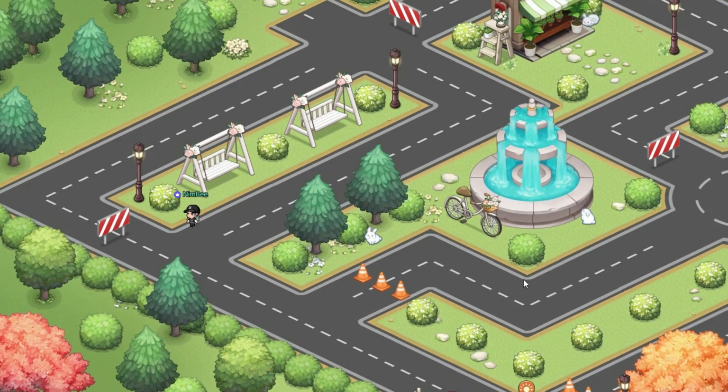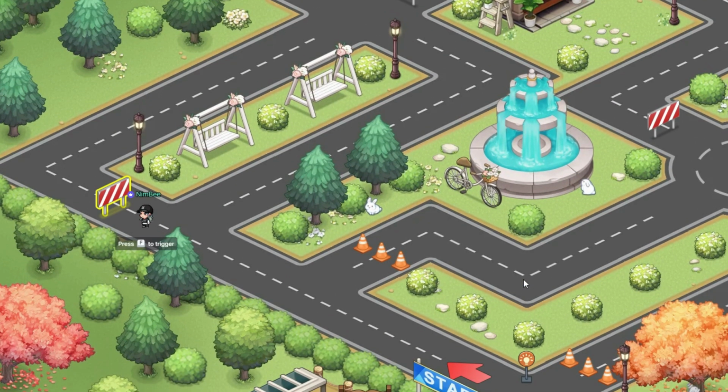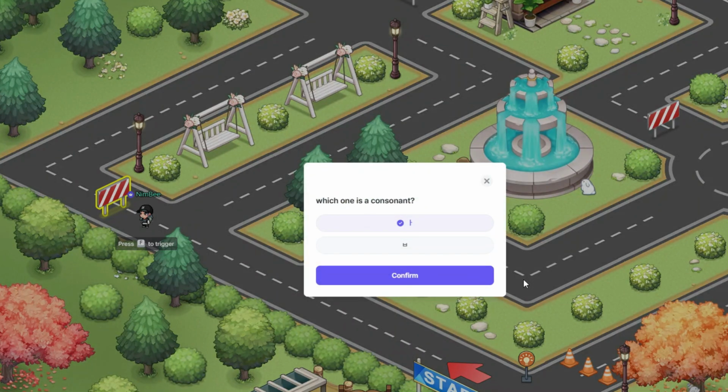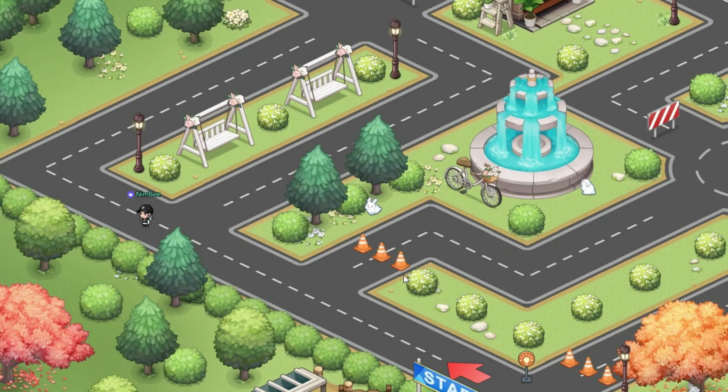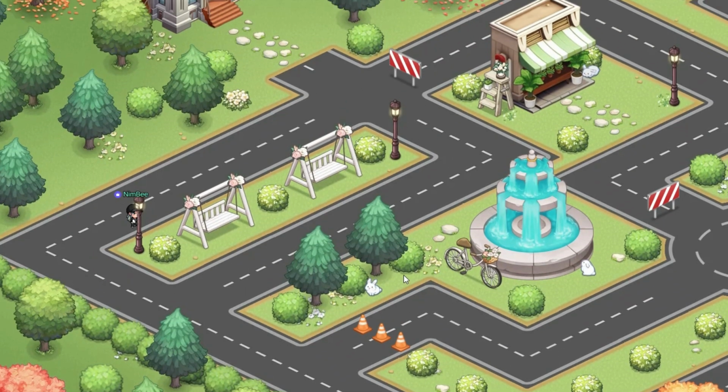This way. Oh, there's one obstacle here. Let's press F to see the question. Okay, which one is a consonant? What do you think? I think this one is a consonant. Let's see. Yes. Next one.